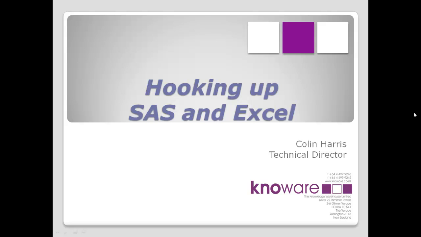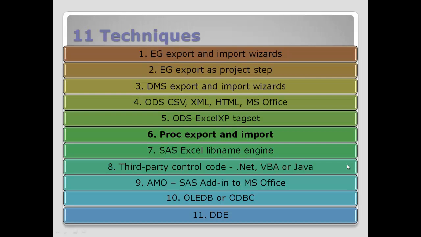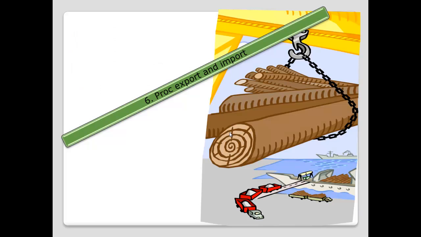This is the 6th technique in the series, and what we're looking at in this one is Proc Export, on how to get data from SAS into Excel. As you can see from this slide, there's 11 different techniques that we're talking about. The other ones are covered in other videos. This video is focusing purely on Proc Export and the advantages, disadvantages, etc. of that particular technique.